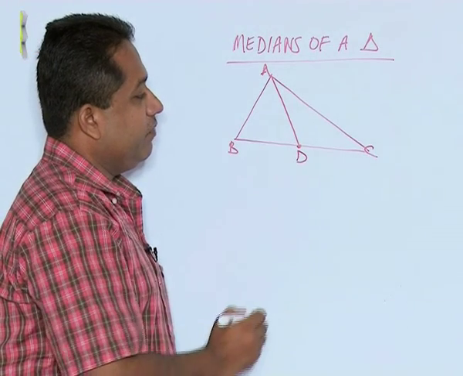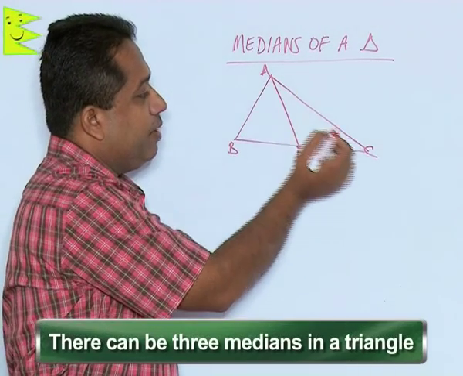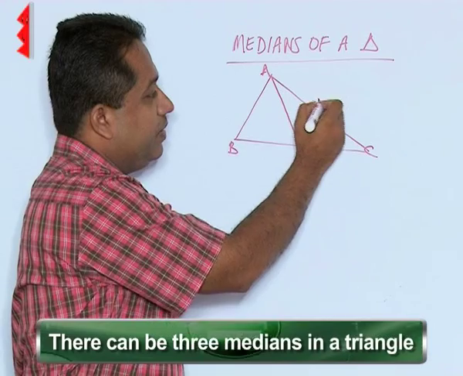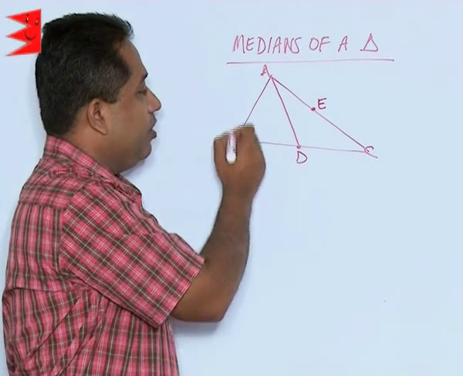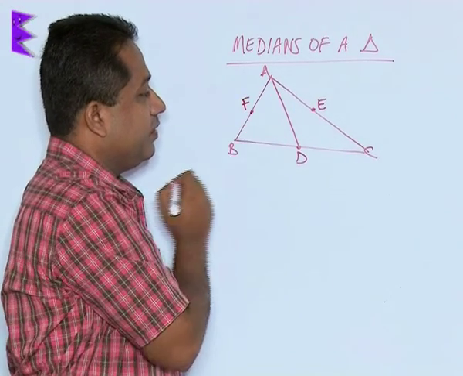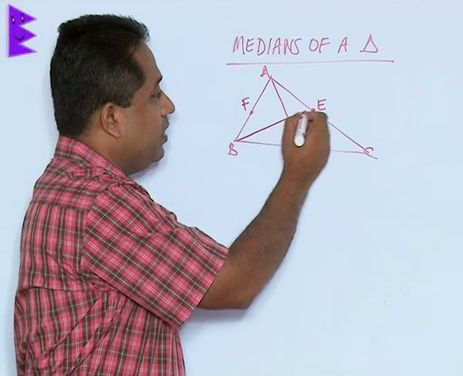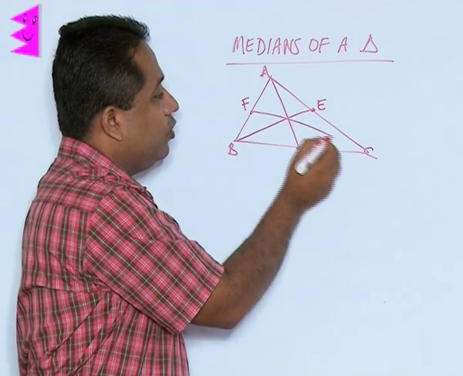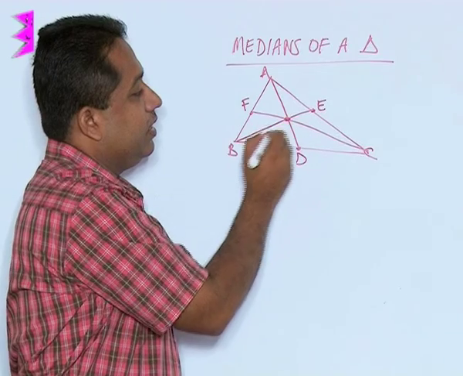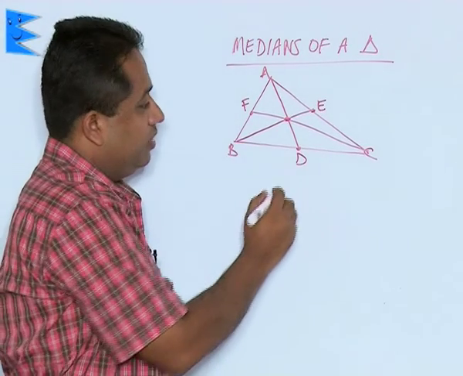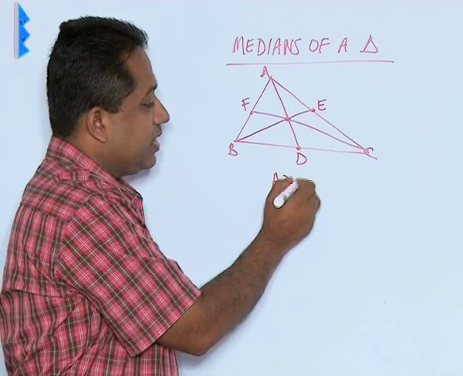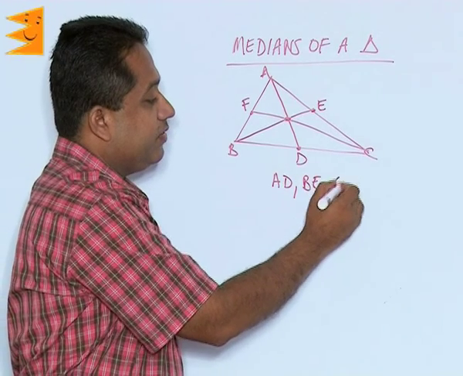So, in a triangle we will have three medians because we can have the midpoint of AC here, let us say E, and we will have the midpoint of AB here, let us say F. Now, if I join B to E and C to F, you will find that the triangle has three medians. What are the three medians? The three medians are AD, BE and CF.